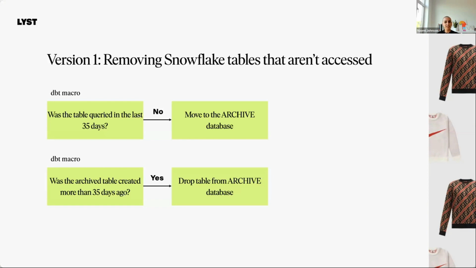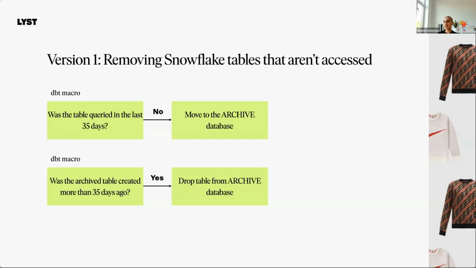database, which is basically a database that only analytics engineering have access to, where we move tables or views for a period of time before we then delete them completely. And then we have a second macro that runs, checks that archive database, and if a table was created more than 35 days ago in that database, it then drops that table completely. And the reason for this process was in case the table was actually needed, stakeholders have just over a month to let us know, and we don't then need to fully rebuild that table from scratch.